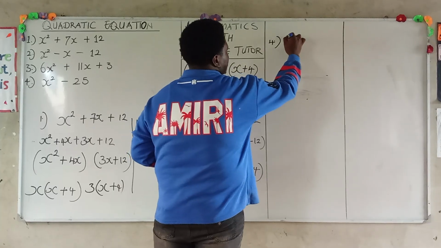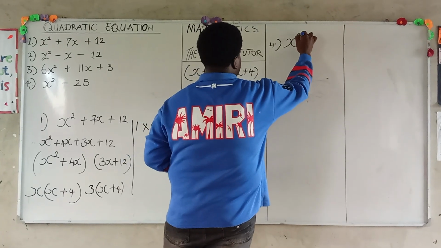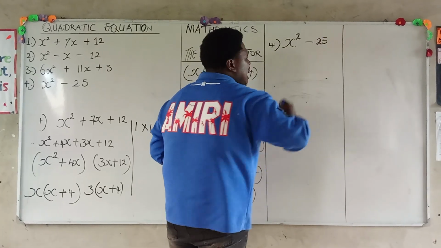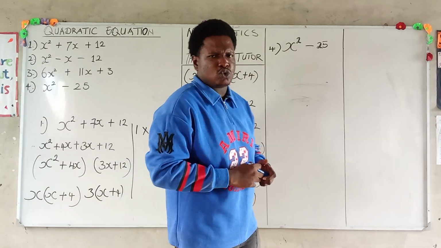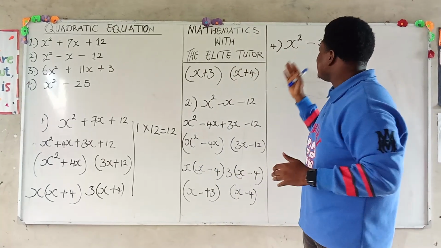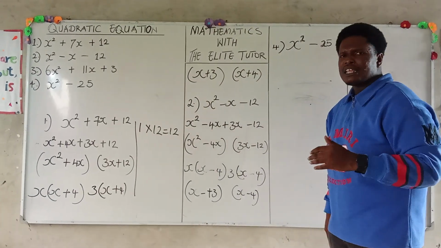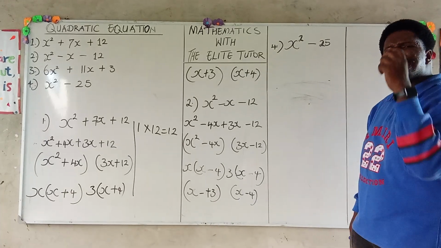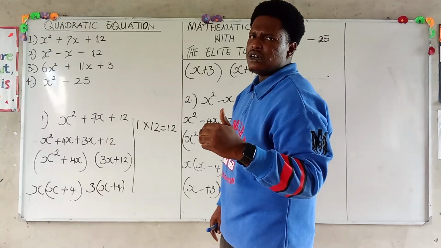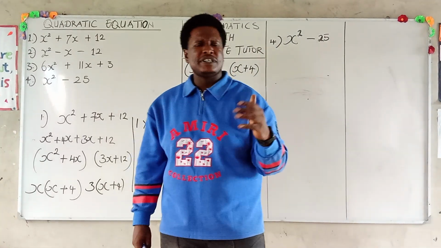We have x squared minus 25. Now we are asked to factorize x squared minus 25. When factorizing this kind of equation, this is an equation involving difference of 2 squared.